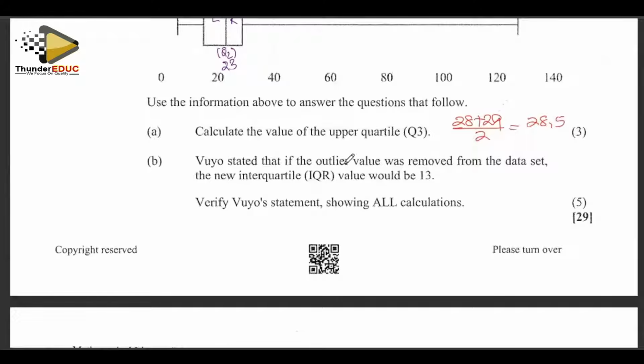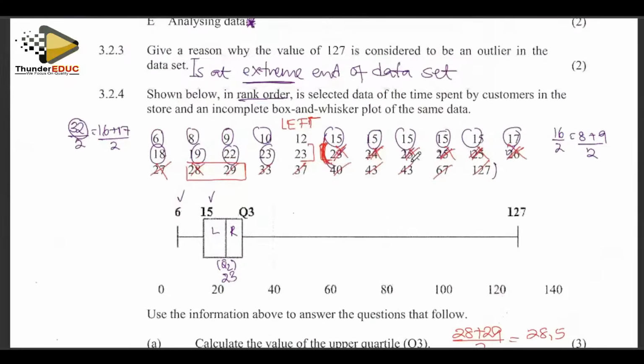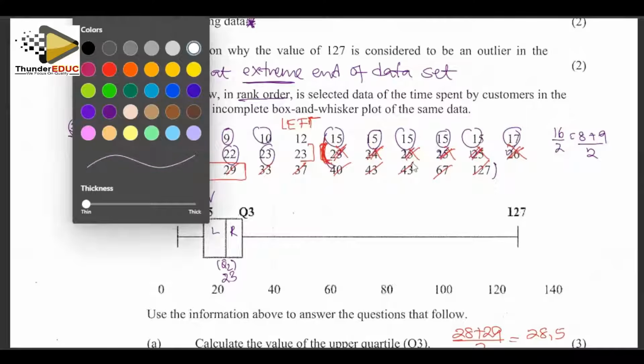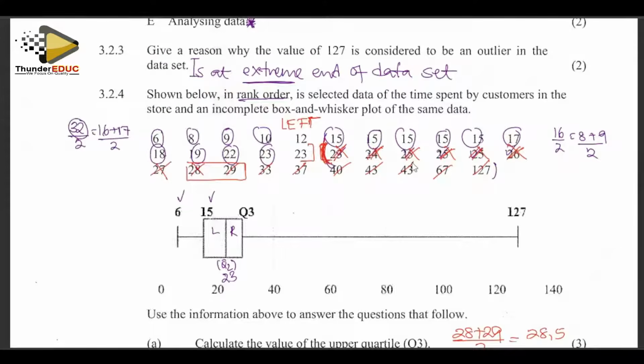Vuyo stated that if the outlier value was removed from the data set, the new interquartile range value would be 13. So before we go ahead, we have to ask ourselves, how do we get the interquartile range? Interquartile range will be IQR equals Q3 minus Q1. So we need to know the Q3, and then because now they will change. They are telling us if this number is removed, the 120.